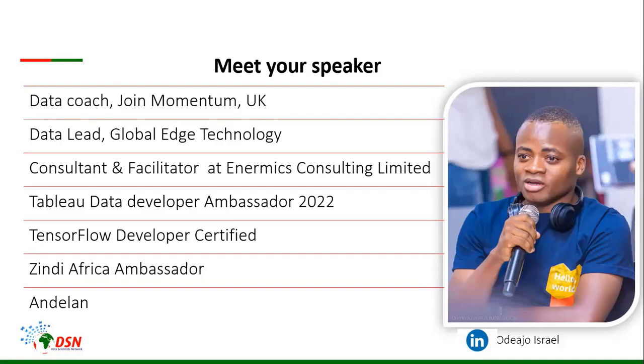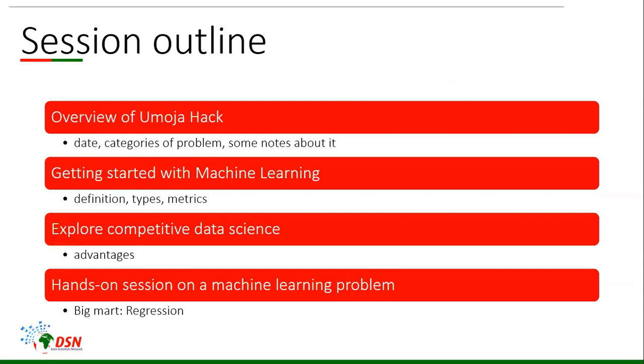All right, so why are we here? So we can move on here. This is an overview of our conversation this afternoon. I'm going to be doing a bit around the overview of Umoja Arc Africa. Teju already covered the categories of problem and some notes about it. I know a number of people might just be starting, and others might be experts in this field, so we will talk about some of these things.